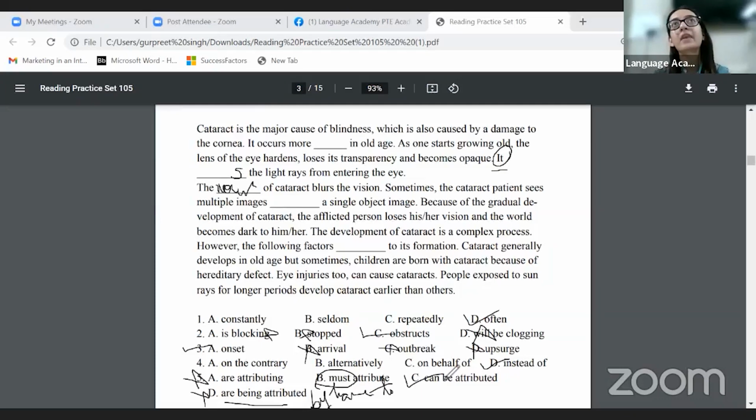Arrival is arrival of monsoons. We use it with seasons. Then we use arrival, departure at the airports kind of things, but not with diseases. Outbreak is when a disease spreads at a mass scale, hundreds and thousands of people, like COVID was an outbreak. And instead of was basic understanding. And the last one, because we have the reasons given to its formation, we'll say these factors can be attributed, can be the reason of formation. Any confusions, anyone in this question?